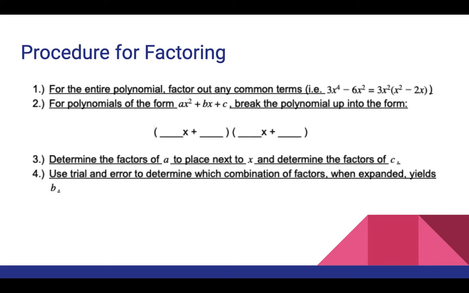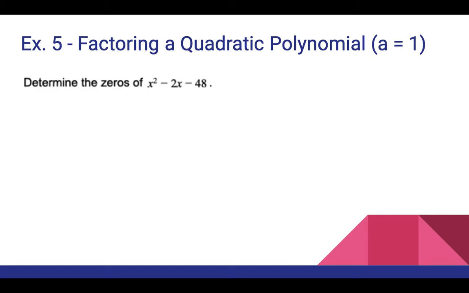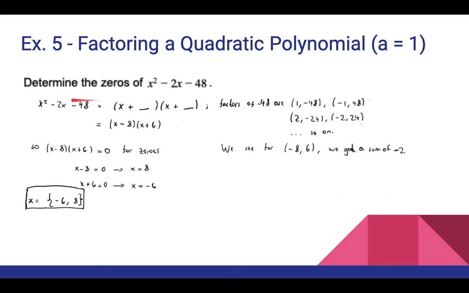So let's see what this looks like in practice. If we factor a quadratic polynomial where a equals 1, the shortcut you can use is to think about what two terms, when we multiply them together, give us negative 48, and when we add them together, give us negative 2. So we have x^2 minus 2x minus 48 equals (x plus blank)(x plus blank). Again, we have to think about what two numbers in these blank spaces multiply to give negative 48 and add to give negative 2.